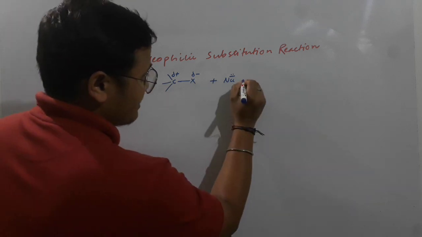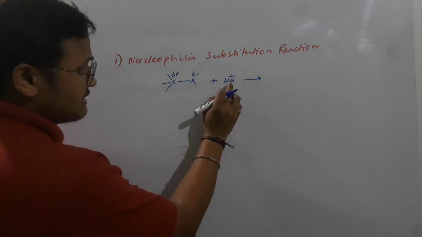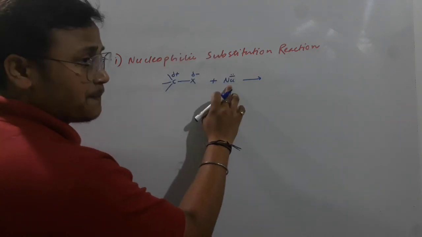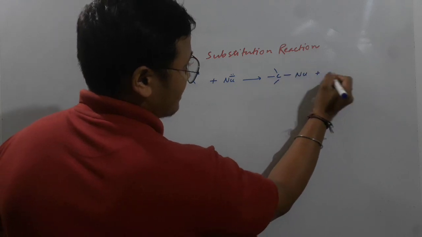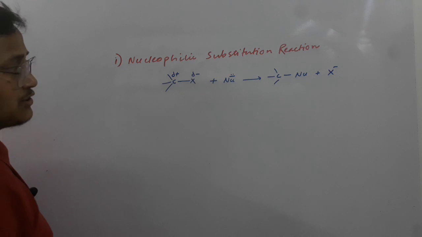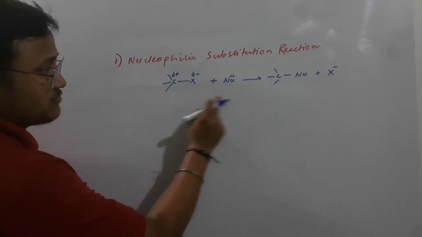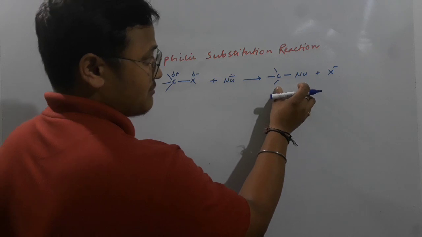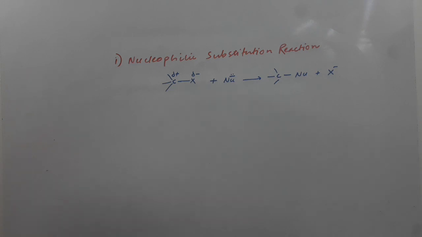Once this alkyl halide reacts with this nucleophile, the halogen atom present in the alkyl halide will be substituted by the nucleophile, which means as a result our product will look like this. So the nucleophile is replacing the halogen atom from its compound. This is the basic point of the nucleophilic substitution reaction.